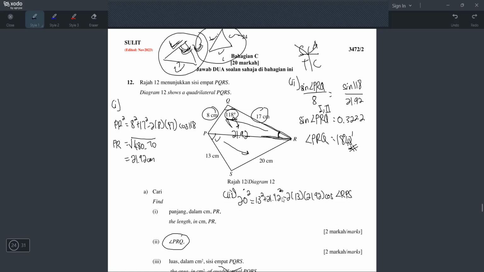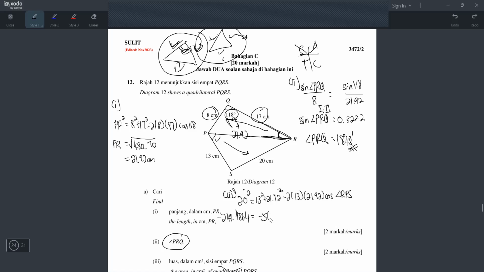Okay, now how will you calculate? This one you have to be careful. When I teach students, I always say, separate it here, right? It means you move the 13 square and 21.92 square to the other side. So you will press 20 square minus 13 square minus 21.92 square, and then you will get negative 249.4864. Just write it here. And then the rest here, you separate it. So it will be negative 2 times 13 times 21.92, which is negative 569.92.